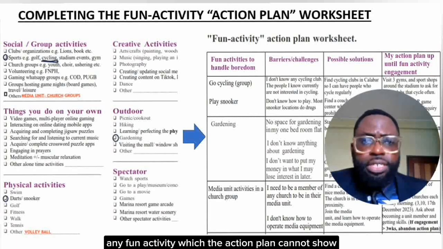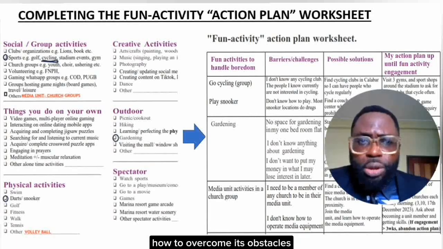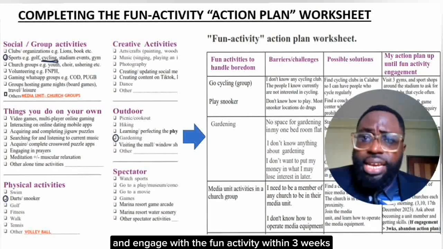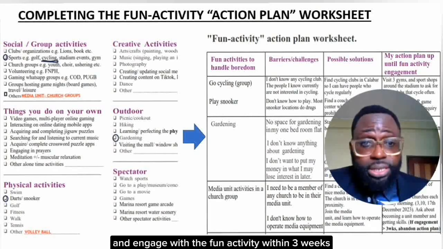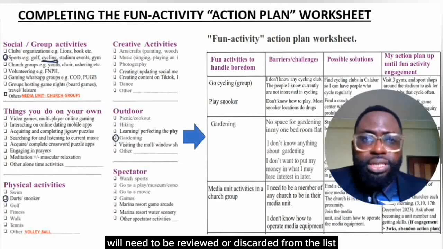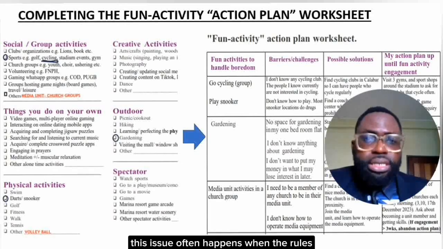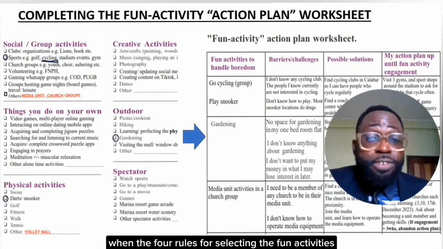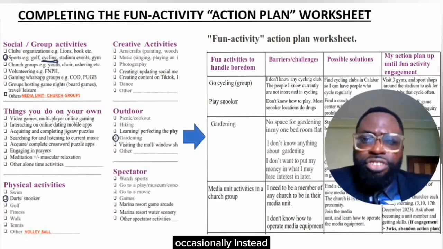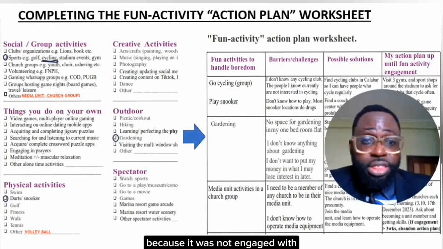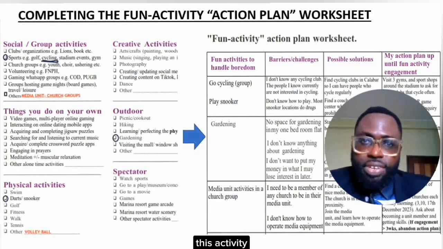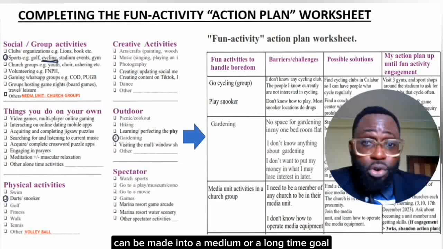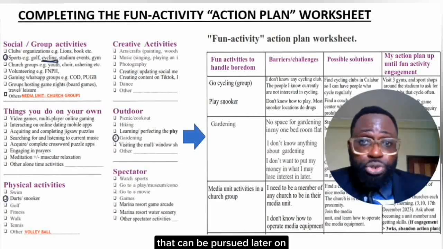Any fun activity which the action plan cannot show how to overcome its obstacles and engage with within 3 weeks will need to be reviewed or discarded from the list. This issue often happens when the 4 rules for selecting the fun activities were not followed. Occasionally, instead of discarding the activity because it was not engaged with within 3 weeks, engaging with this activity can be made into a medium or long-term goal that can be pursued later on.